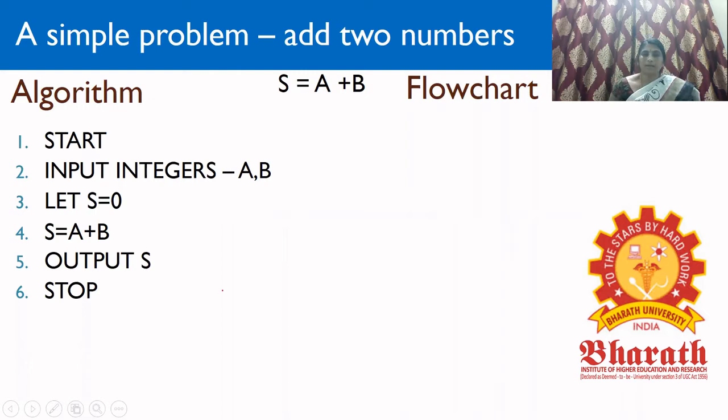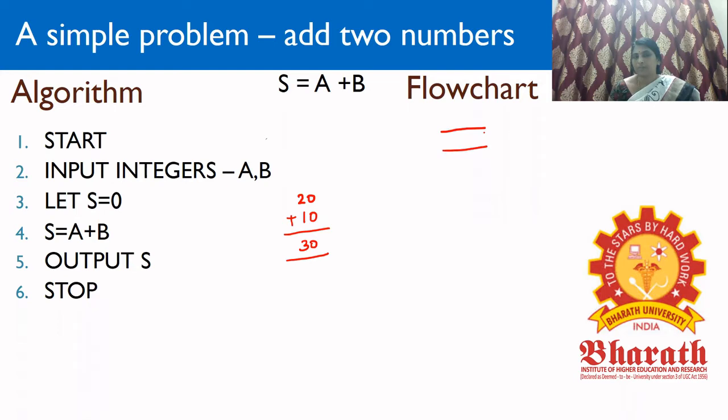When we add, as we have already seen in our lower classes, say the two numbers 20 and 10, 20 plus 10 is equal to 30. So the flowchart of the corresponding algorithm can be as follows.